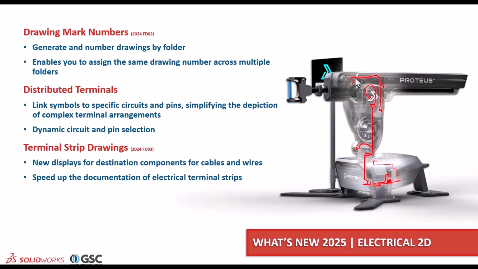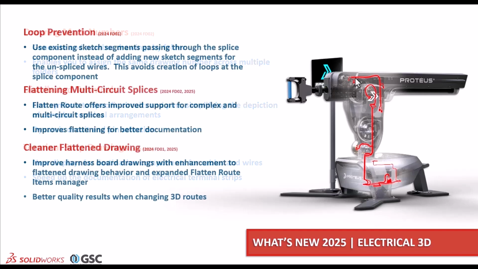There are some enhancements to drawing mark numbers. You can now have repeated numbers by folder. Distributed terminals, excited to demonstrate that and excited for people to get to finally use this. Along with that comes some terminal strip drawing enhancements, including now ends for wires and more accurate terminal strip layouts.